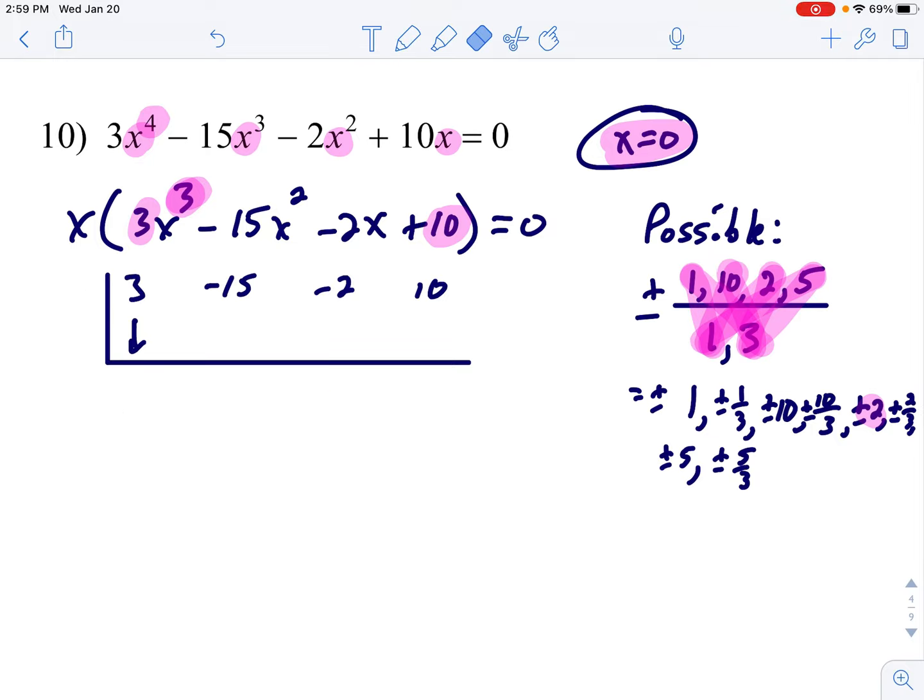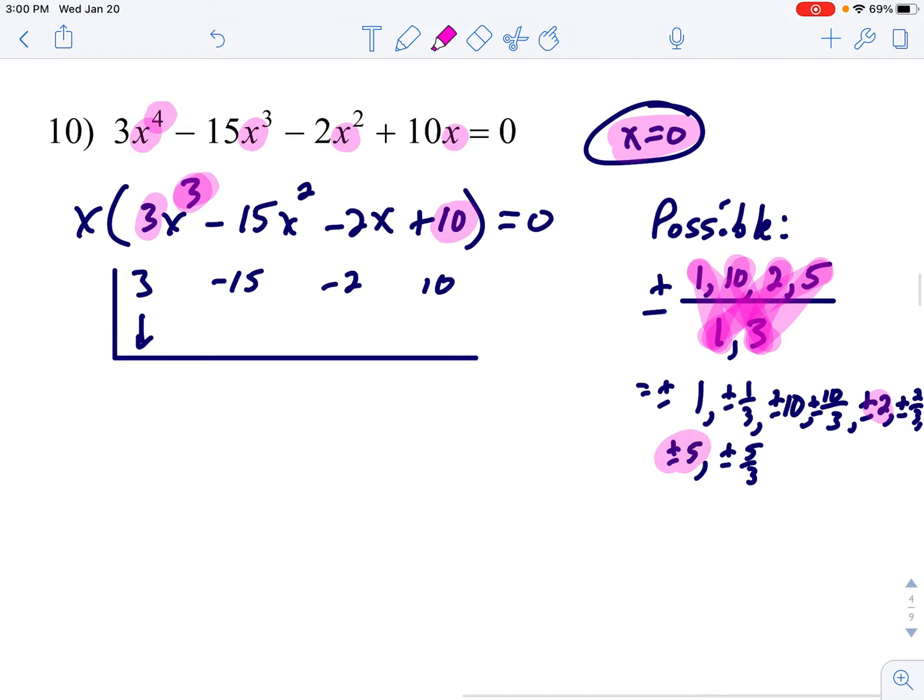Now this is where going fast and making arithmetic mistakes can really bite you in the rear end, or however you want to say it. So yeah, I could have already made mistakes and I don't even know yet. Let me try 5. So bring down a 3. 3 times 5 is 15, and that's 0. Now that's interesting, but we need 0 in the last place, the remainder place. So don't get too hopeful yet.